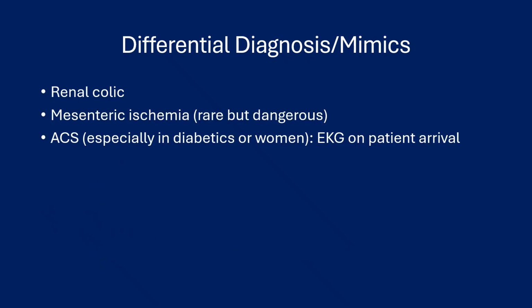Differential diagnosis mimics: renal colic or kidney stones on that side. Mesenteric ischemia, rare but dangerous. Don't see a lot of mesenteric ischemia, thankfully. It's a situation where you don't have adequate blood flow to a segment of the bowel. ACS or acute coronary syndrome, especially in diabetics or women. I get an EKG on patient arrival with these patients. Even though it's right upper quadrant pain, I get an EKG when the patient gets there.